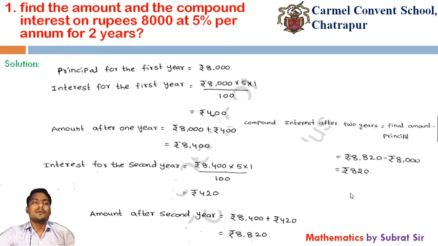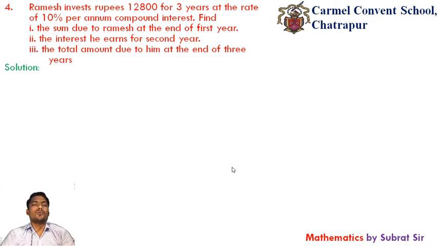Then the next question, question number 4: Ramesh invests rupees 12,800 for 3 years at the rate of 10% per annum compound interest. Find, number 1, the sum due to Ramesh at the end of the first year. The second one is the interest he earned for the second year, and the third one is the total amount due to him at the end of 3 years. Let us do it one by one.